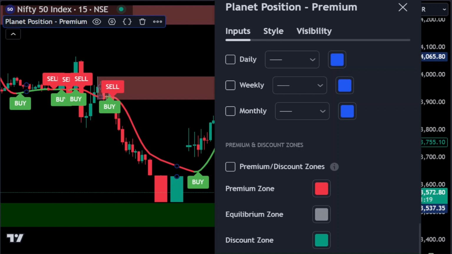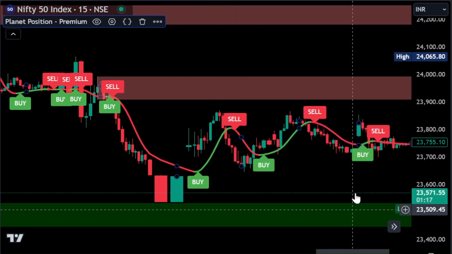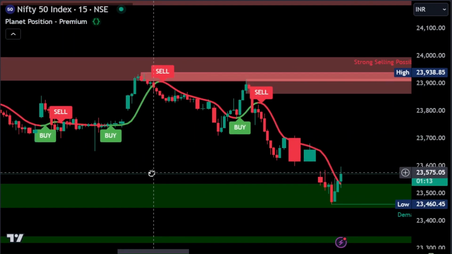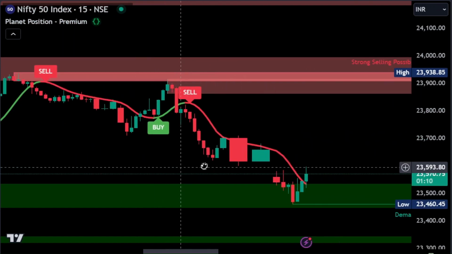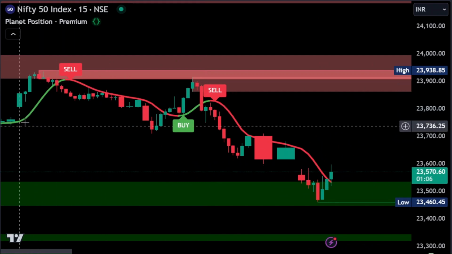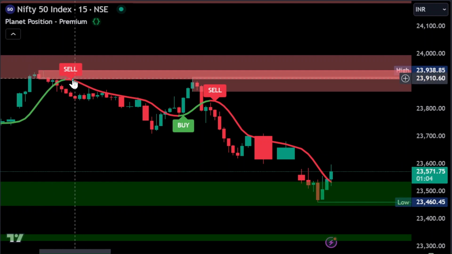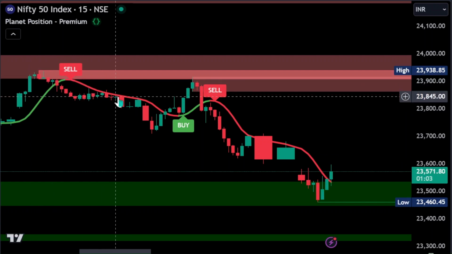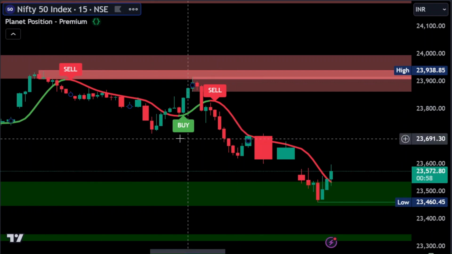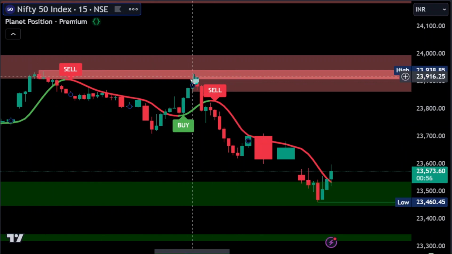Now, let's discuss how to use this indicator in your trading strategies. For intraday trading, focus on the Planet Position line. When the line is green, it signals potential buy opportunities. And when it's red, it signals potential sell opportunities. Always wait for confirmation signals such as the buy or sell labels before entering a trade.